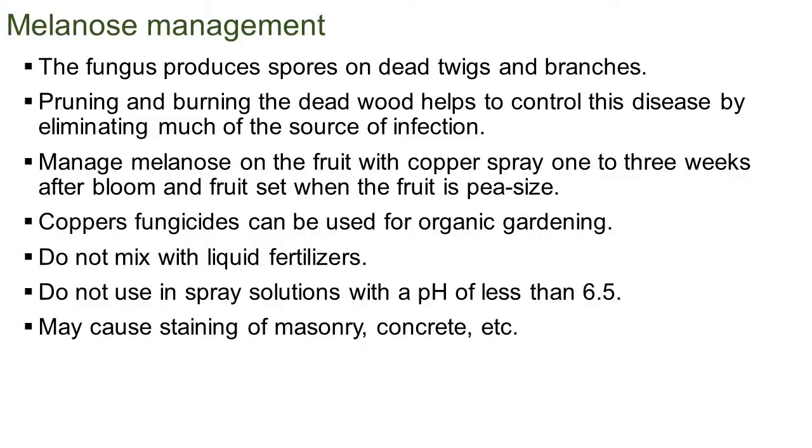Melanose management. The fungus produces spores on dead twigs and branches. Pruning and burning the dead wood helps to control this disease by eliminating much of the source of infection. Manage melanose on the fruit with copper spray 1 to 3 weeks after bloom and fruit set when the fruit is pea-sized. Copper fungicides can be used for organic gardening, like we mentioned already. Again, do not mix with liquid fertilizers. Do not use in spray solutions with a pH of less than 6.5, and it may cause staining on masonry and concrete, so be careful.